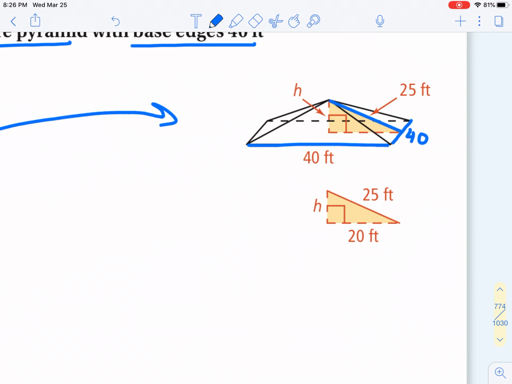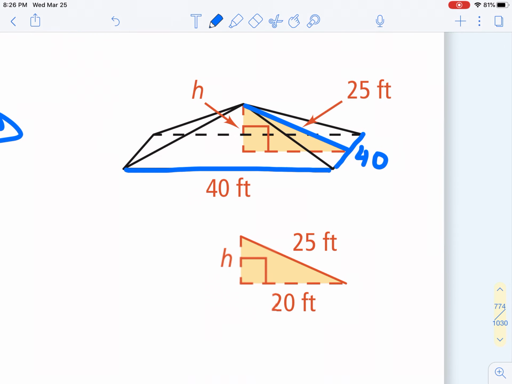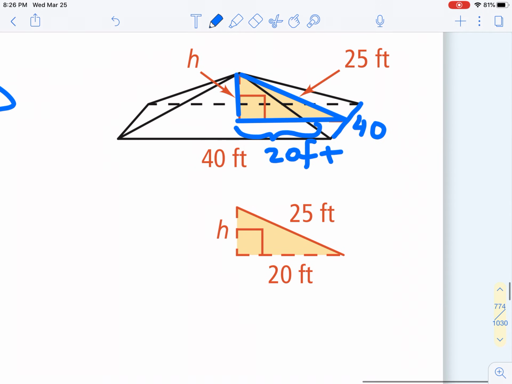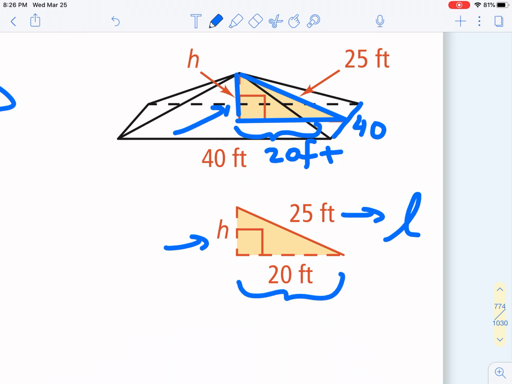Let's zoom over here and notice what we have. We are trying to find this height here. If we draw this line, that's our apothem, and that is actually 20 feet, because the base is a square. We talked about this last class. The 25 feet is our actual slant height. And this, you can call it a side or a base, whatever you want, I'll just call it X.